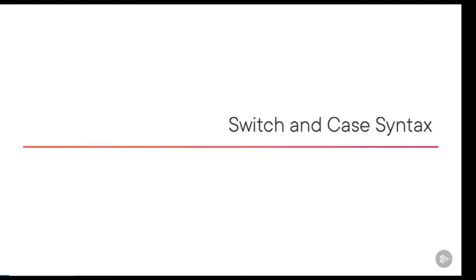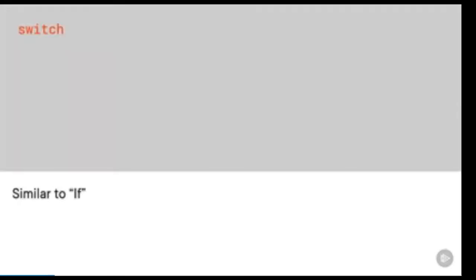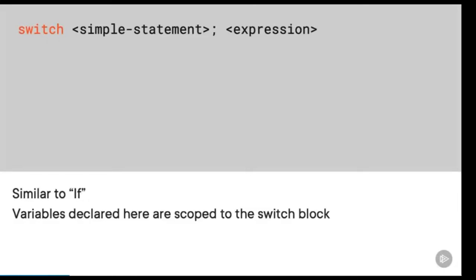Right then, switch case in Go is a bit like if, so this should be nice and familiar. However, there are some important differences and we'll see them as we go. But first up, we'll nail the syntax. We start out with the switch keyword, and then just like with if, you can have a simple statement before the expression.